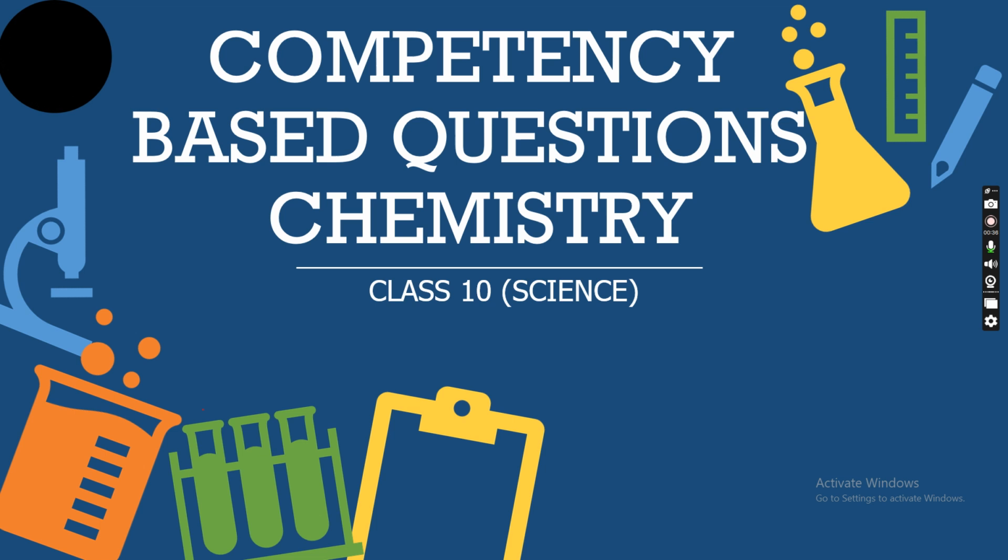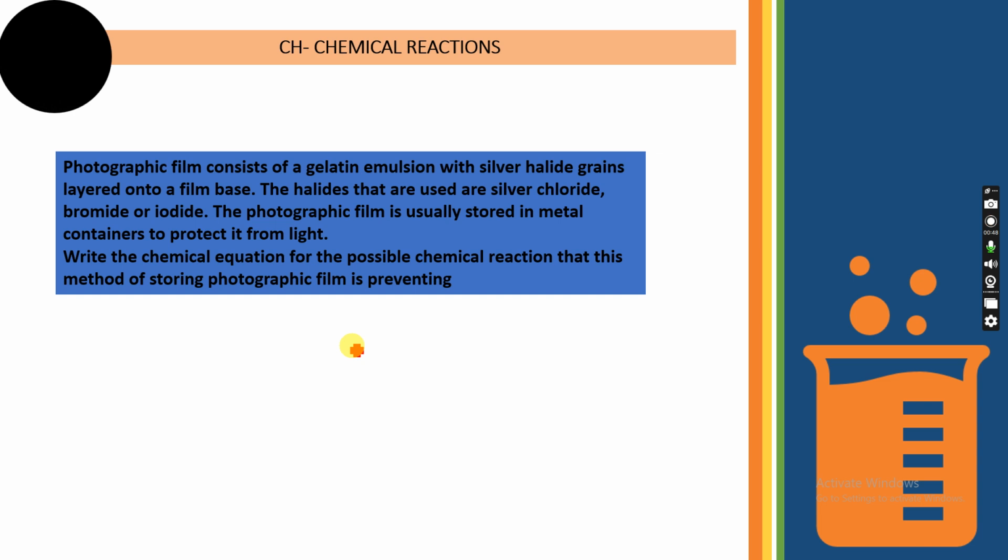So I hope you have practiced the earlier two chapters that I have shown, and hope it is clear with you. So let's move to the next one. Today's one is all about chemical reactions and equations. I hope you remember the different types of reactions. Based on that, we will be doing certain competency based questions.